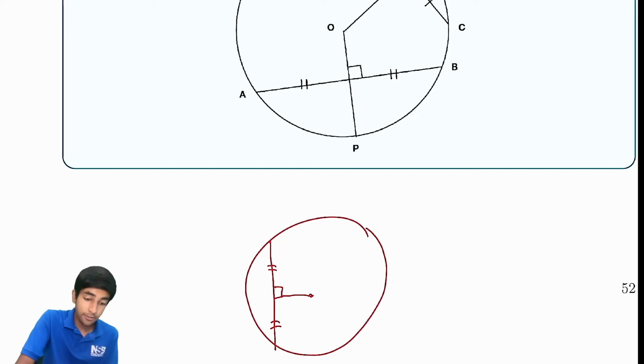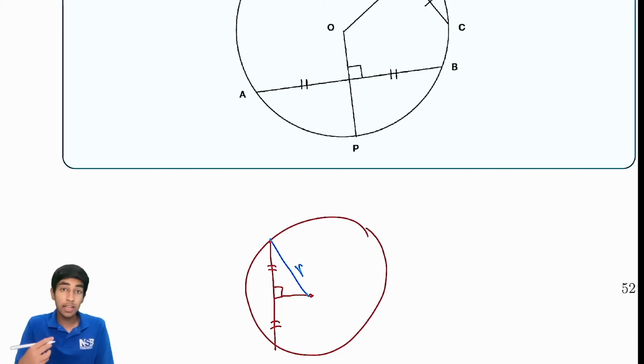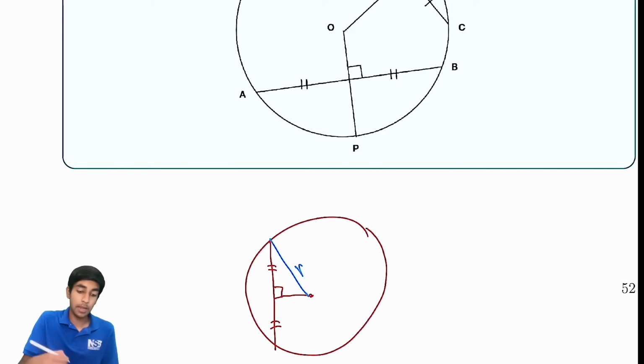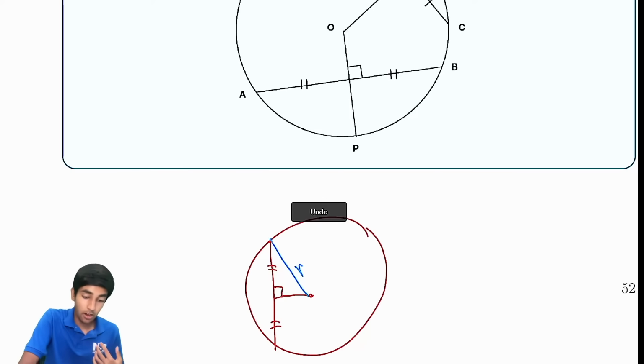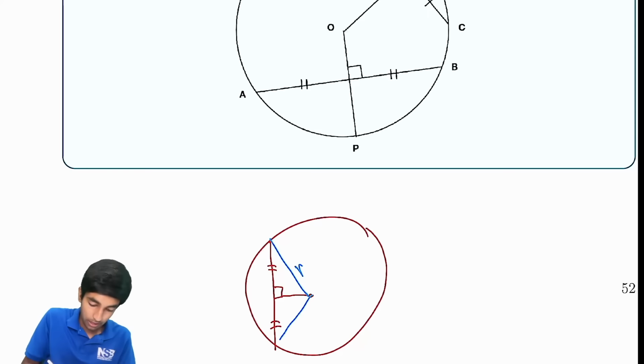Why is it a good strategy? Because now take a look. This chord, we can deal with it in terms of the radius, right? Otherwise, it's just this random line. But once we drop this perpendicular, now we're relating it to the center of the circle, and we also draw these radii.